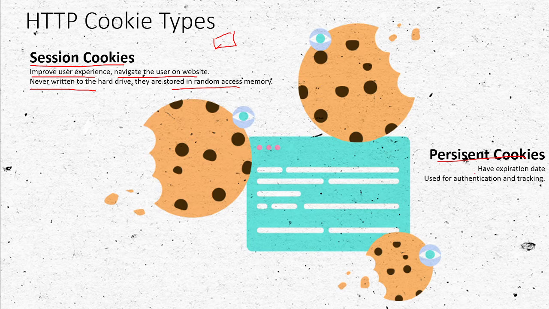And persistent cookies have, sorry, I think I wrote wrong, because persistent cookies don't have any expiration dates. Don't have. Yes. And generally they are used for authentication and tracking. For example, remember username, remember passwords. Username, password, and email cookies are persistent cookies.